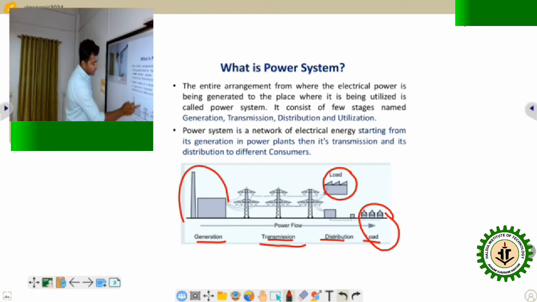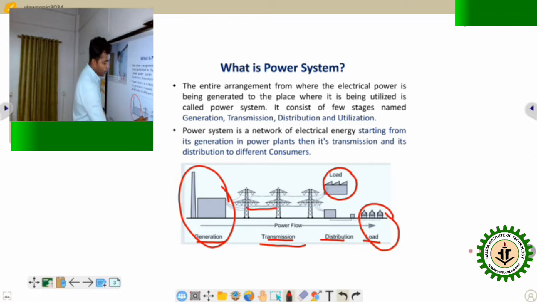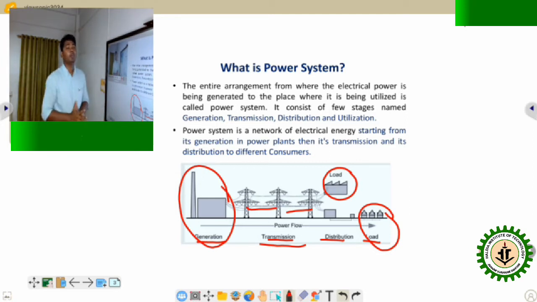Generation means where the power is generated. There are different types of power generating stations, like thermal power station, hydel power station, means hydroelectric power station, nuclear power station, etc. Then this power is transmitted over a long distance by this type of tower. I think all of you have seen this type of tower, and it is used to transmit the power from one place to another, from the generating station to the load center.